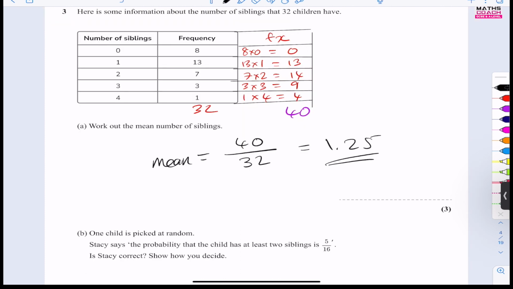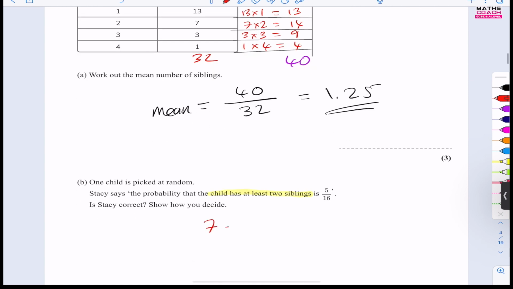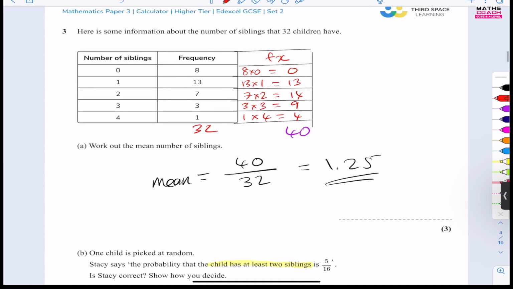Part B of this question says one child is picked at random. Stacy says the probability that the child has at least 2 siblings is 5/16. Is Stacy correct? Show how you decide. So if we just highlight here, has at least 2 siblings. If we go back to the table and look at the number of siblings, at least 2 siblings means 2 or more. So we can have 2, 3, or 4. That means we want to add all these frequencies up. So it will be 7 plus 3 plus 1 out of the total number of people.